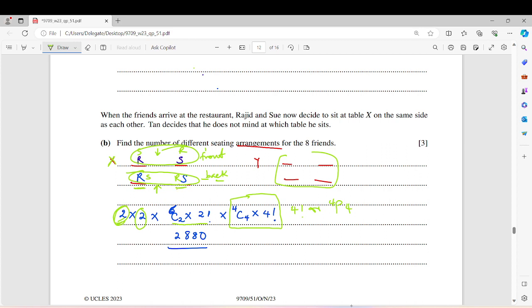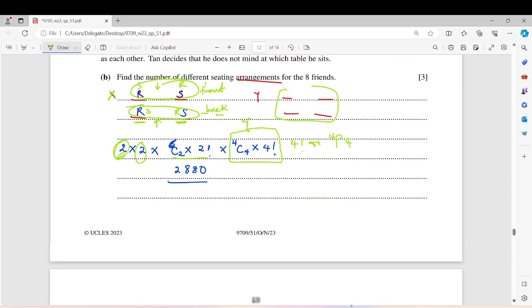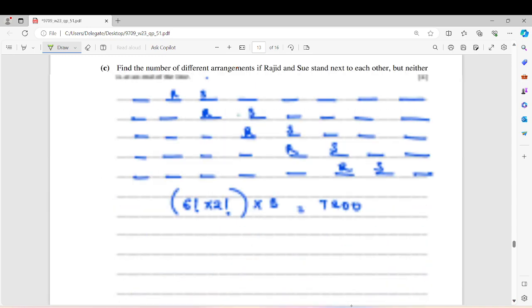Then how can we occupy the other two spaces? In the remaining six, because they said Tan doesn't mind wherever he sits. So we can say 6 combination 2. We can choose from the six remaining to occupy the other two spaces, and they can be arranged in 2 factorial ways. Then the other one on table Y, you can choose and arrange them, or they can be arranged in 4 factorial or 4 permutation form. So that's how it was supposed to be done, and you get your answer.